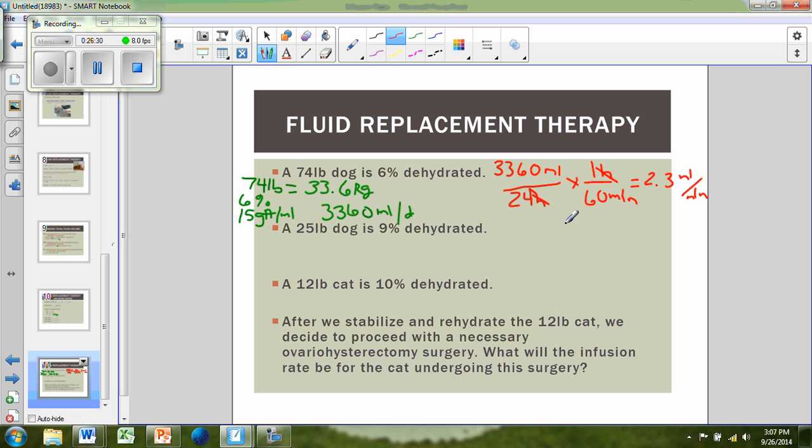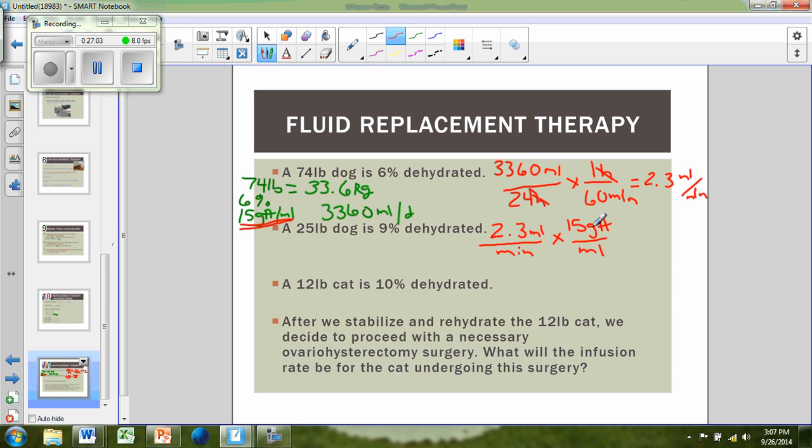So there's the first part of my problem. So 2.3 mLs per minute. So I'm going to come down here and I'm going to start finding my drops. So 2.3 mLs over 1 minute. And this is where I insert my drip set, which I've chosen a 15 drops per ml.